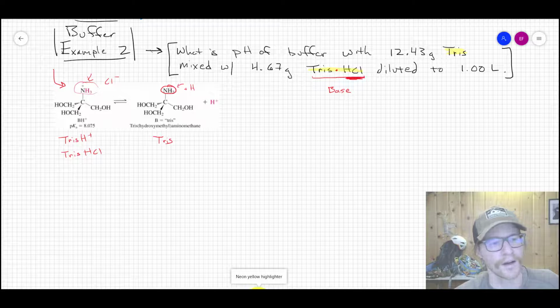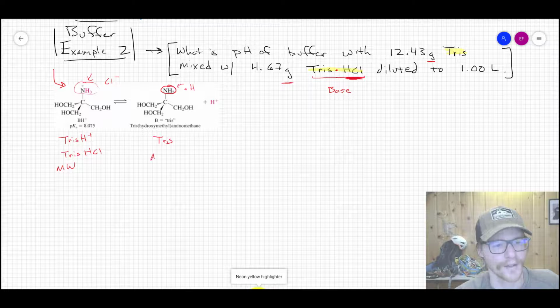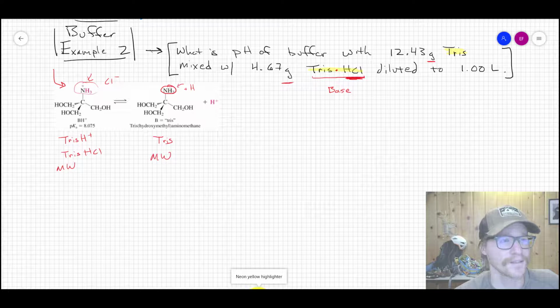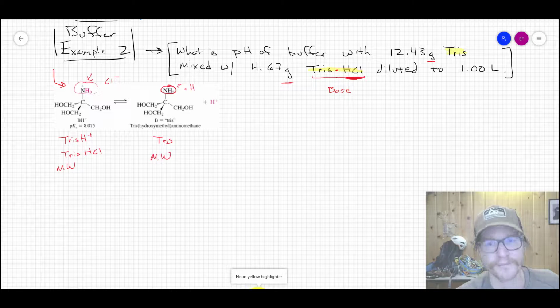So what I've got here are the two compounds, and you're given the two compounds in mass, in weight. So you're probably going to need to know the molecular weight of both of these things. Thinking through the process, this is what you'd have to do. You'd have to figure out what these things mean. Okay, I've got the base and I've got the acid.